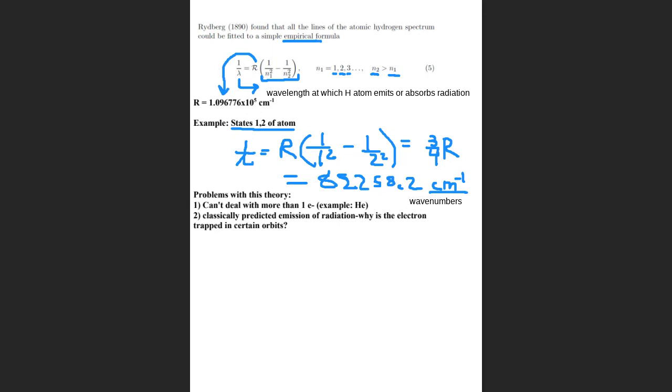Historical problems with this theory, which worked great for hydrogen atoms, were that it can't deal with more than one electron. Helium, for example, also emits and absorbs at specific frequencies, and Bohr's model couldn't predict or explain the frequencies for the helium atom.